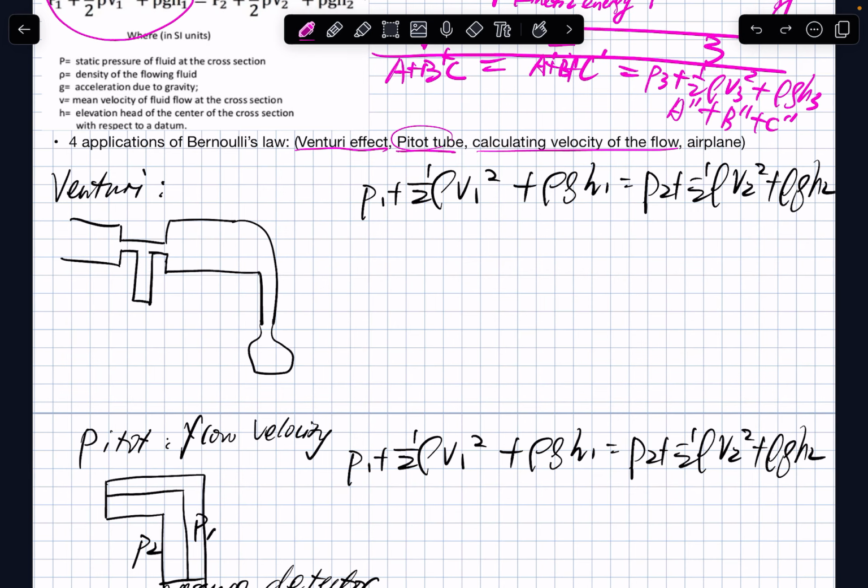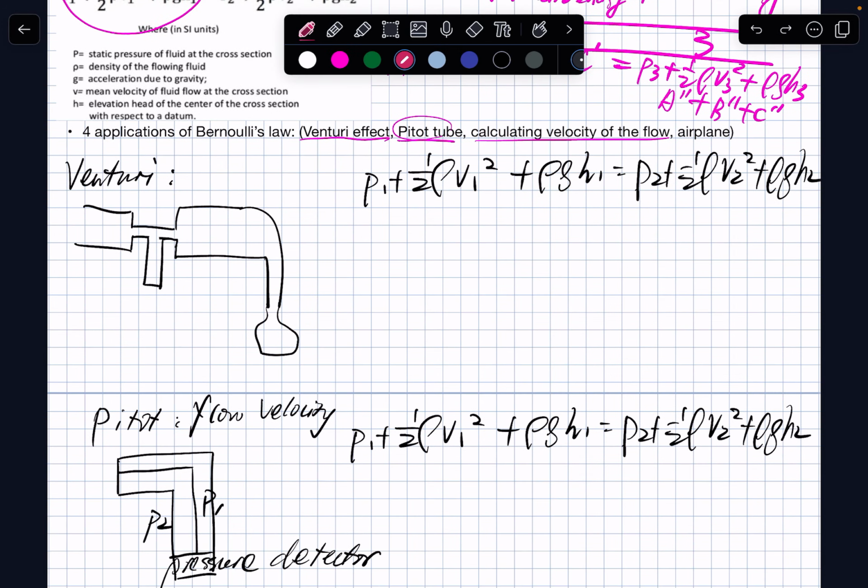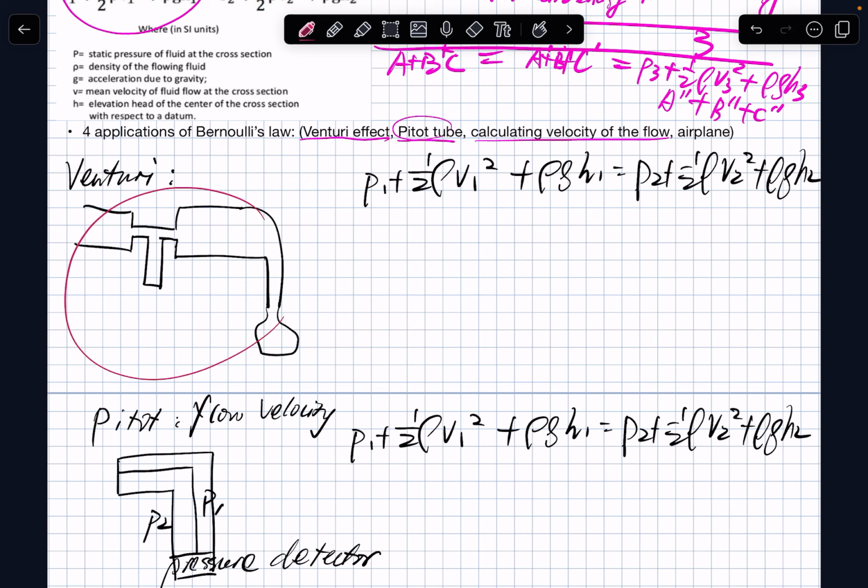So Venturi's effect is really basically taking advantage of Bernoulli's law to come up with a vacuum. Let me show you how. So I have this setup here. Point 1 is here, and then point 2 is here.